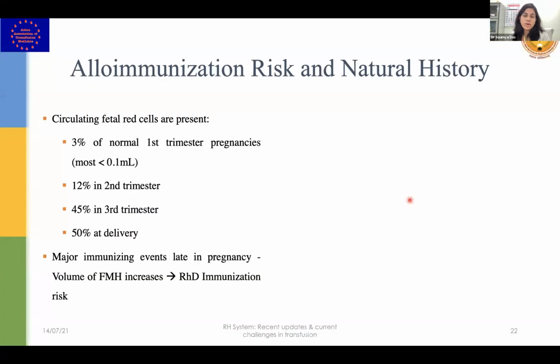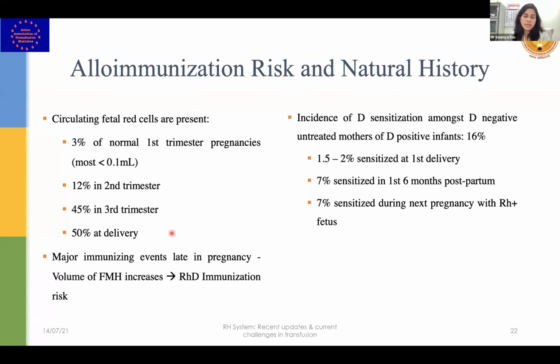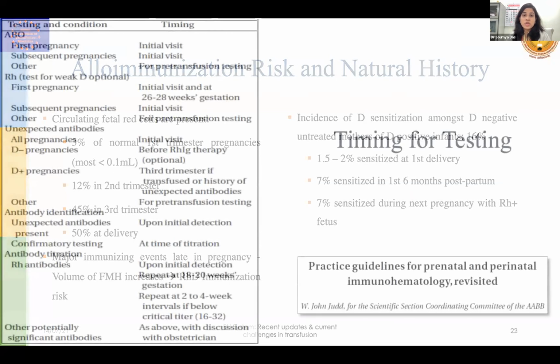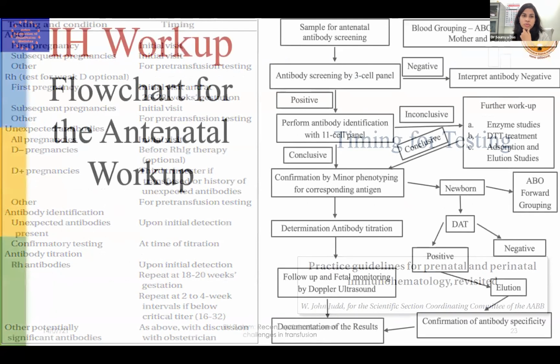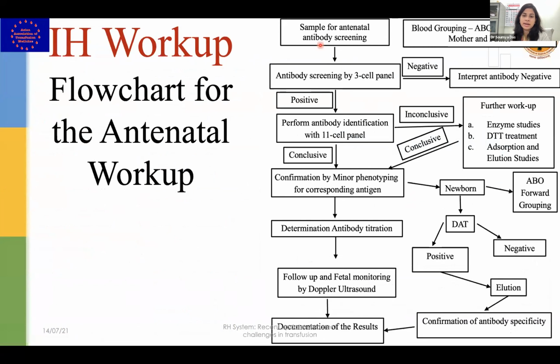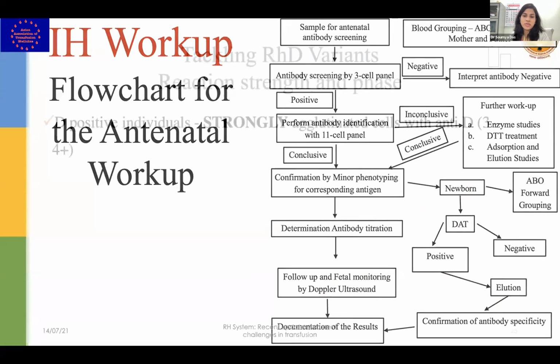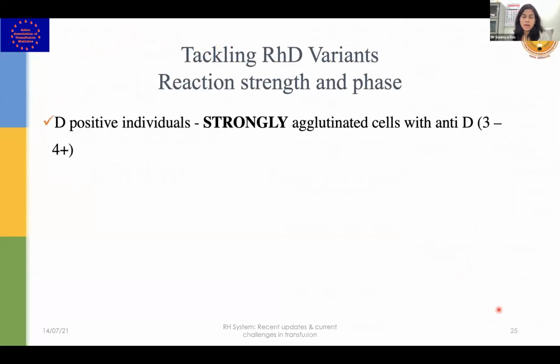So we first need to identify the alloimmunization risk, with a proper history, and we need to identify the sensitizing event which can cause alloimmunization in a mother. And this is a flowchart which labs can follow in order to do a workup on the antenatal cases, which goes by screening followed by identification, and in order to confirm that, followed by minor phenotyping, antibody titration, then monitoring the fetus with fetal Doppler, and for the newborn, a direct antiglobulin test, followed by confirming the specificity of the antibody with elution techniques.